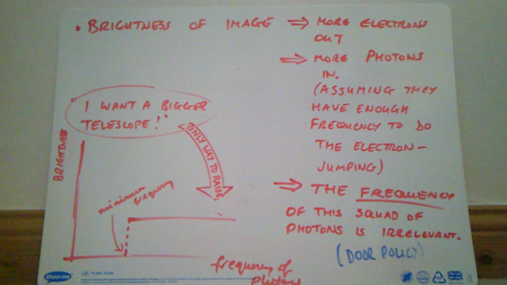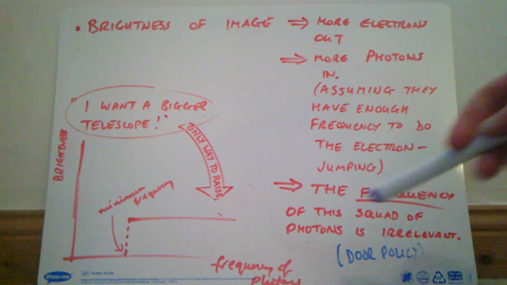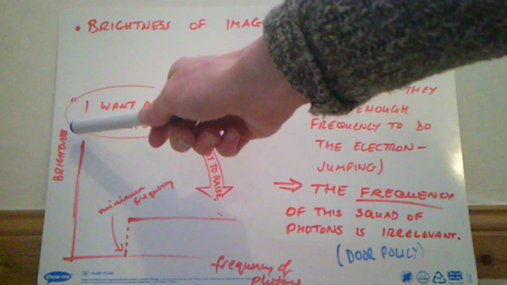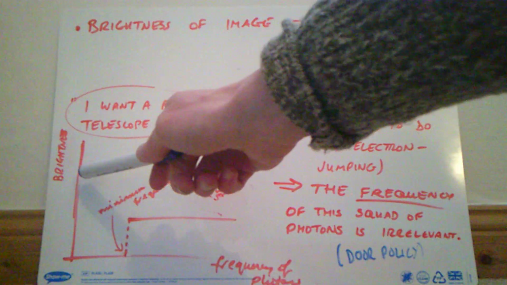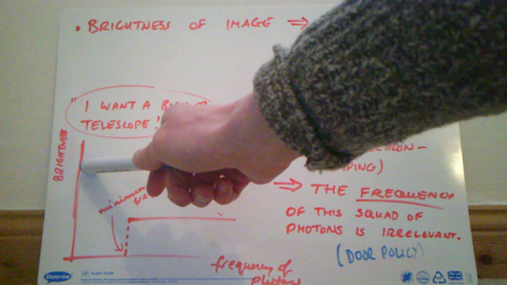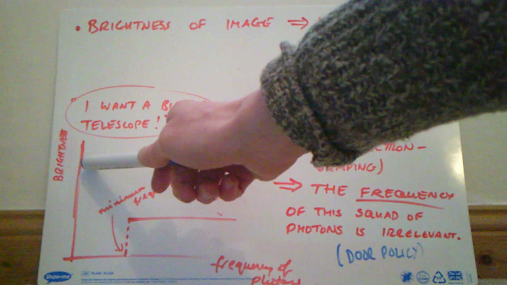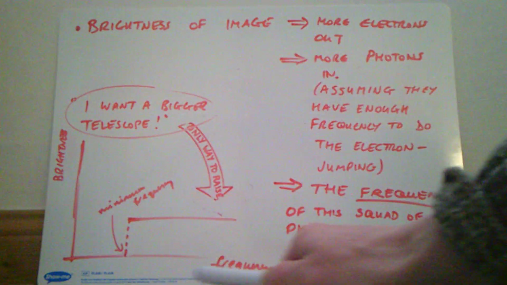If you want a bright image, it's not about the energy of the jumped out electrons, it's just about the number of the jumped out electrons. So it's not about the frequency of the incoming photons, it's about the number. So if you've got a graph of the brightness, so this is like the number of electrons jumped out, not the kinetic energy, we don't care about the kinetic energy, it's just brightness which decides the brightness of the image. If it's just brightness, it's just the number of electrons involved, and then this is the frequency of the photons.